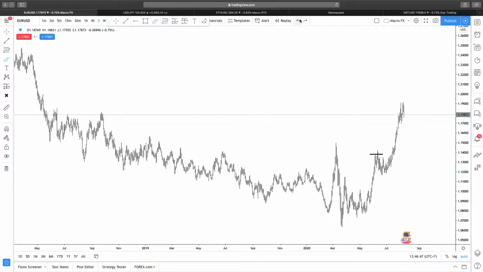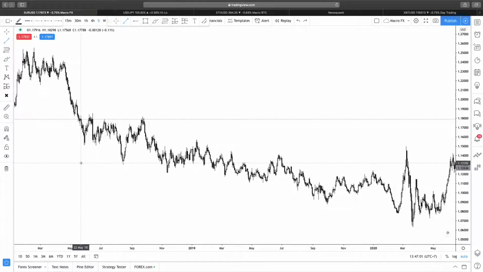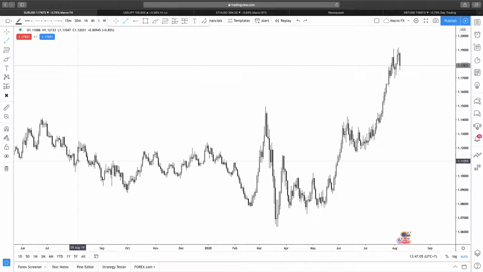So let's come on to support and resistance. How do we mark support and resistance? What I try to do is get as many touches as possible. Let me give you an example.